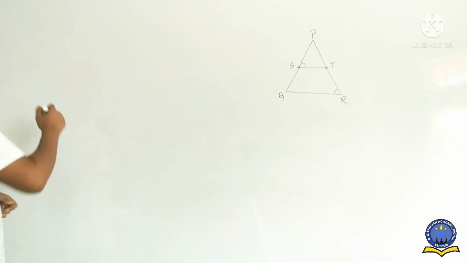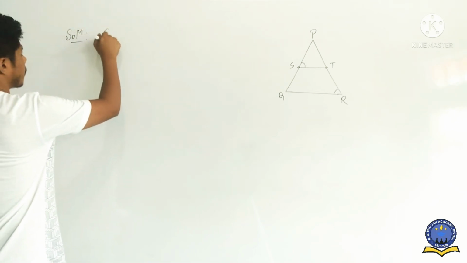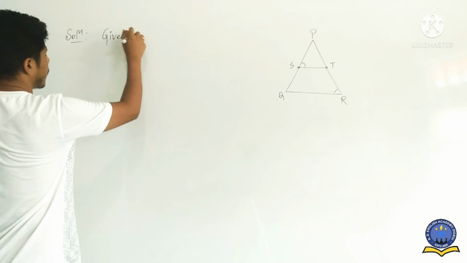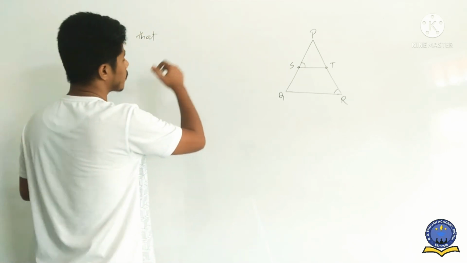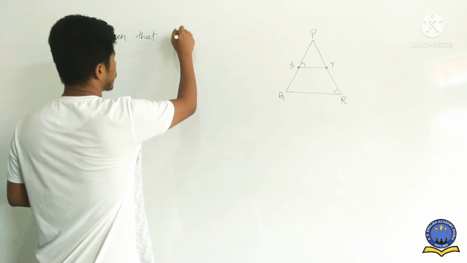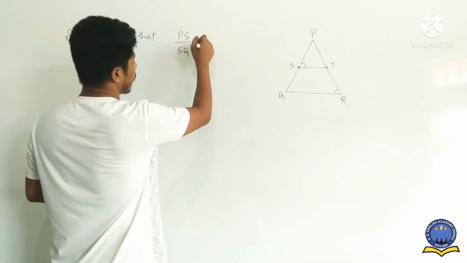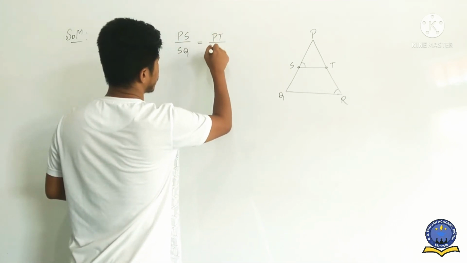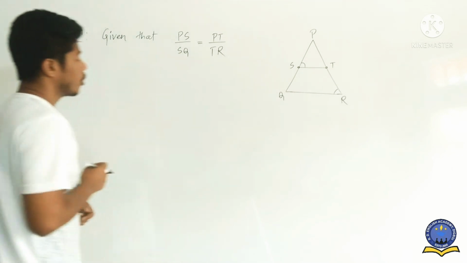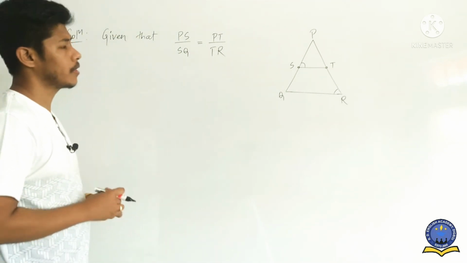When we have to solve this, in the solution, at first you have to write "given that". Whatever is given here, we have to write "given that". The first condition given is PS by SQ equals PT by TR. This is given to us.